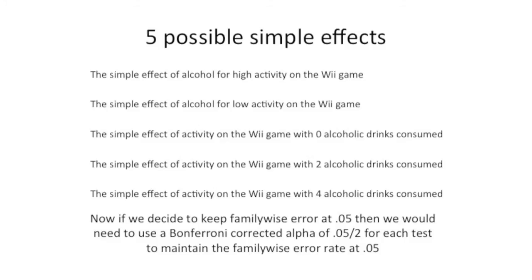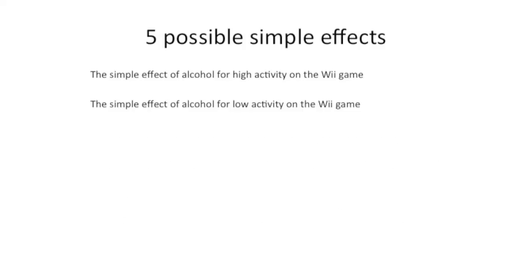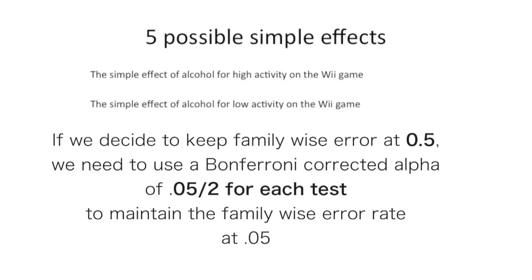Post hoc snooping can be done afterwards, but we would not draw any firm conclusions from this, only suggest possible leads for future research. In this example, we're mainly concerned with the simple effects of alcohol, which are the first 2 simple effects. So we might limit our analysis to the first two simple effects listed: the simple effect of alcohol at low activity levels on the Wii and the simple effect of alcohol at high activity levels on the Wii. If we decide to keep family-wise error at 0.05, we'd need to use a Bonferroni corrected alpha of 0.05 divided by 2 for each test.